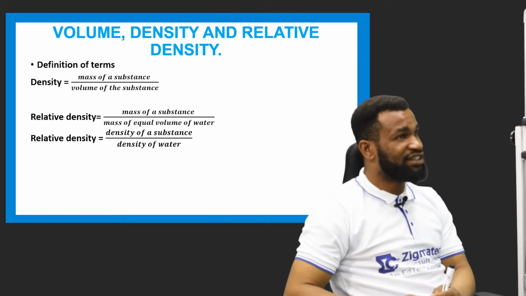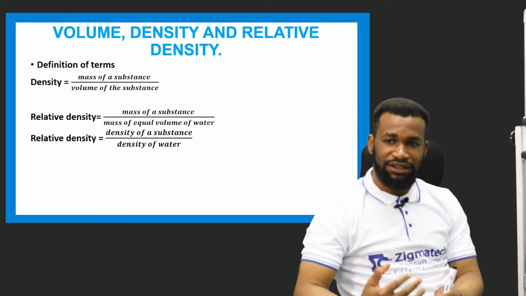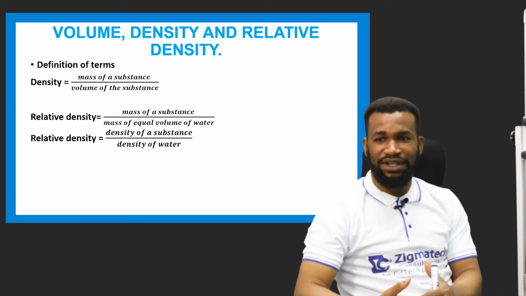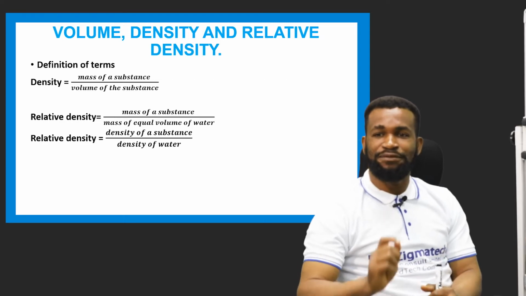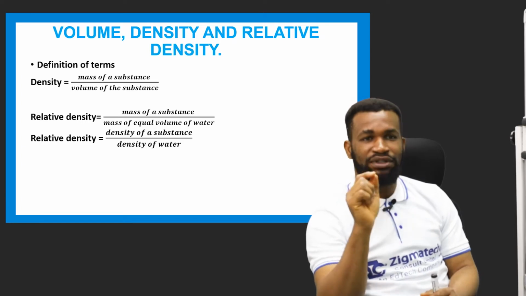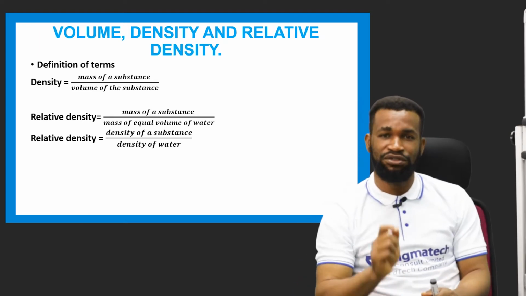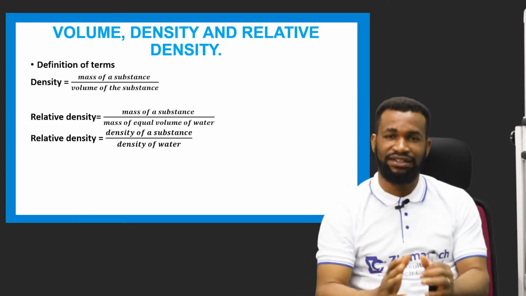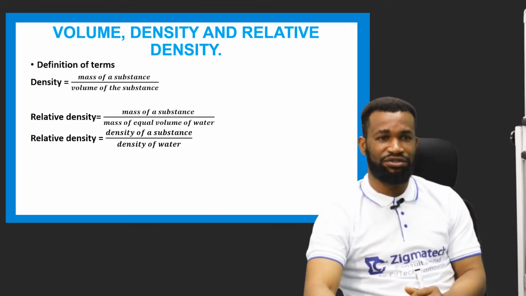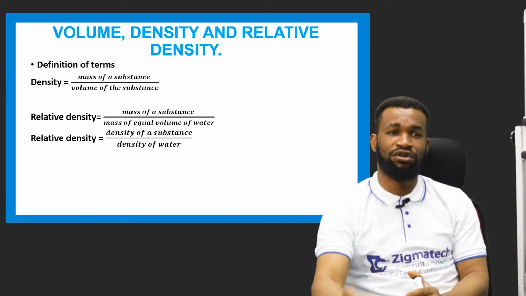Then when we talk about relative density, we are talking about the mass of a substance divided by the mass of an equal volume of water, that is, the density of a substance and the density of water. That mass of equal volume of water is a very important term when you are talking about density and relative density, which we are going to be extracting as we go further in this lesson. But remember the formulas written on the screen and this relation written here, because they are going to help us as we move forward in this topic.